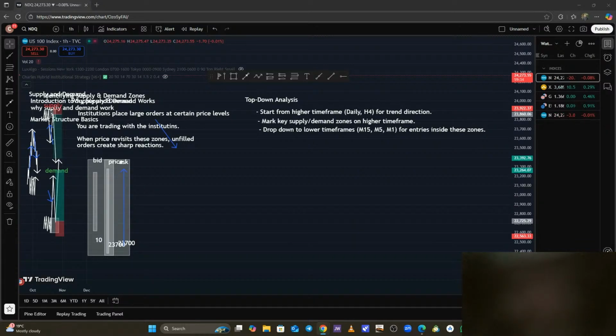Number three, drop down to lower time frames, the 15 minutes, 5 minutes, and 1 minute, for entries inside these zones. So that's simple. Those are the key steps when you're doing your top-down analysis. I'll show you that in action.